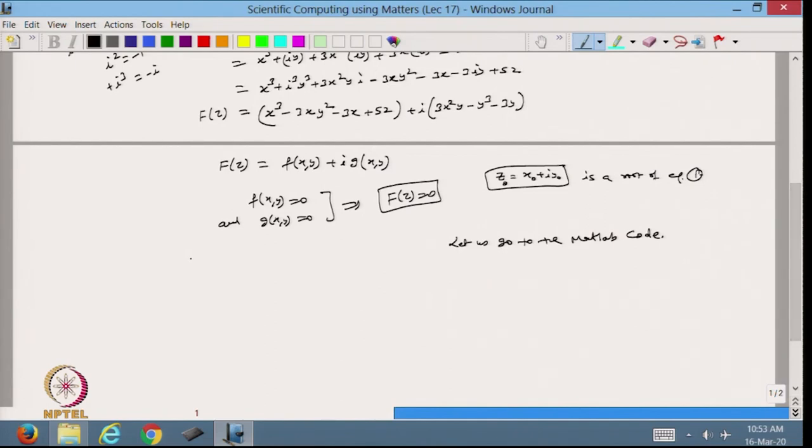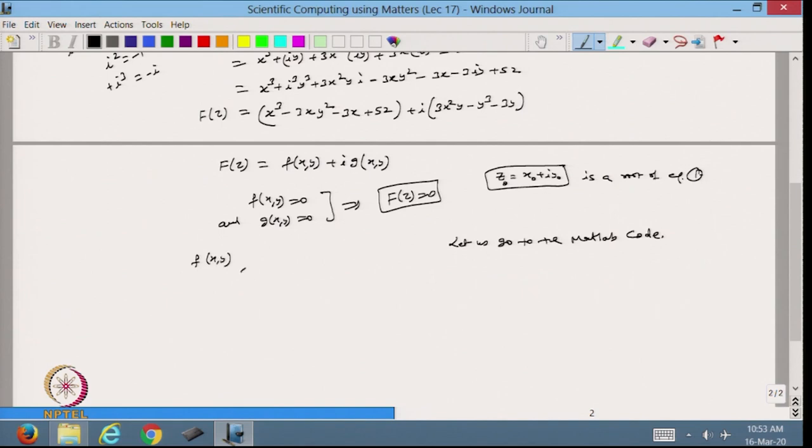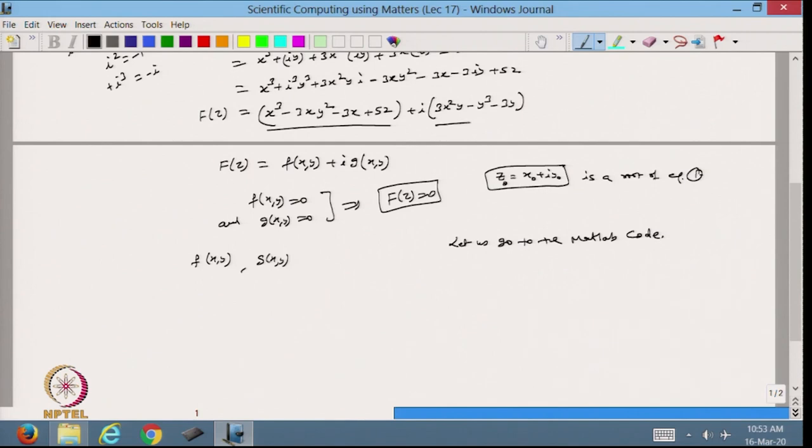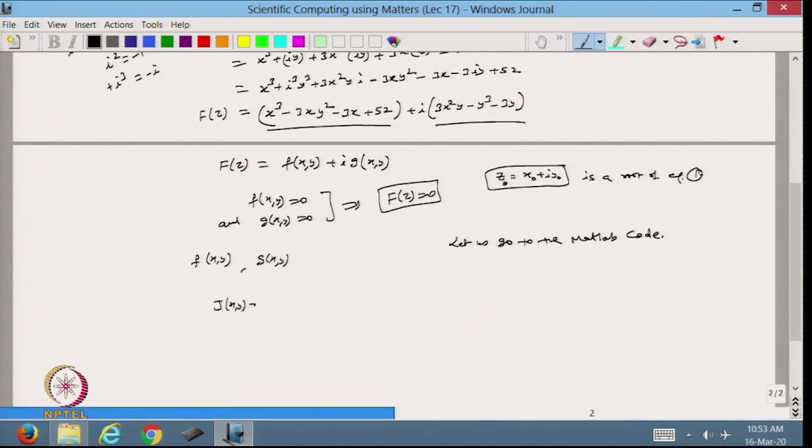Now, I will define my f z. So, my f x and g x y will be this one. Based on this one I will find the Jacobian. So, again for f x, I will find the partial derivative of this function with respect to x. This would be 3 x square minus 3 y square minus 3, and with respect to y it will be minus 6 x y, that is it. For g, with respect to x it will be 6 x y, and with respect to y it will be 3 x square minus 3 y square minus 3.